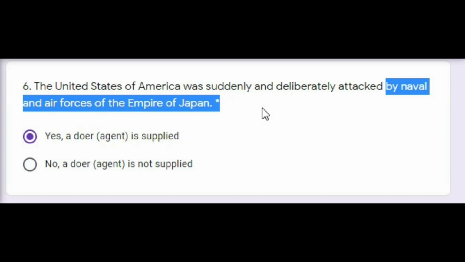So the United States of America is much shorter than naval and air forces of the Empire of Japan. So the speakers decided to put it at the end to make the information more accessible, because an active voice would be the naval and air forces of the Empire of Japan suddenly and deliberately attacked the United States of America. The buy-in isn't as high to start with the place where everybody is and loves and knows, and then moving on to the action that they were assaulted, and then the doer. It helps the reader or listener understand information better by having very familiar information at the start, but also very long information at the end.